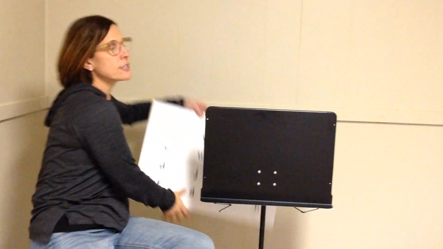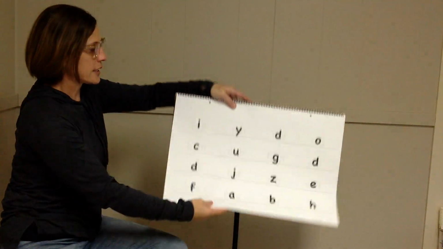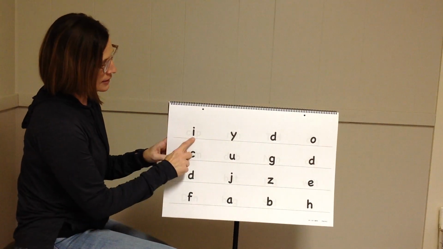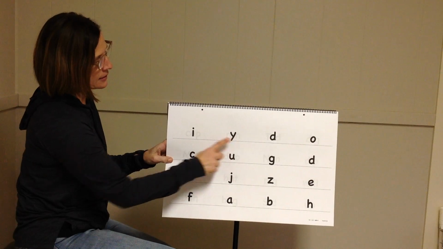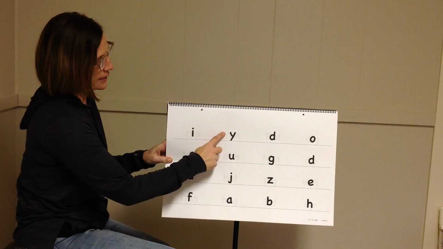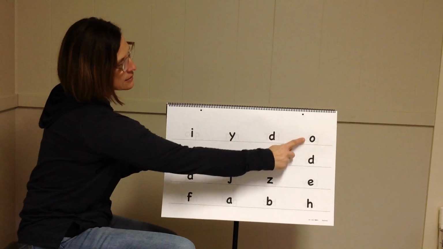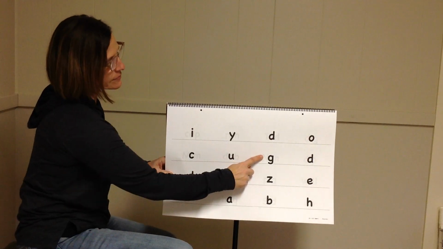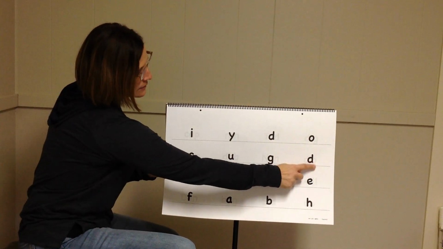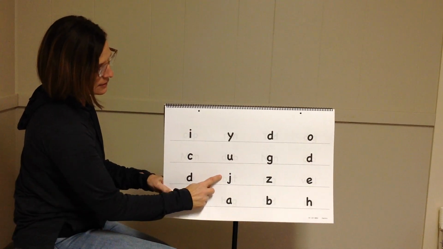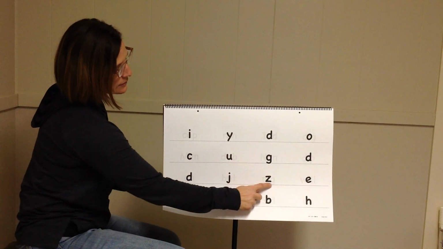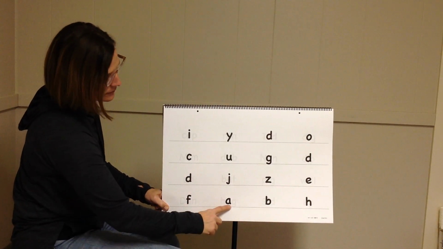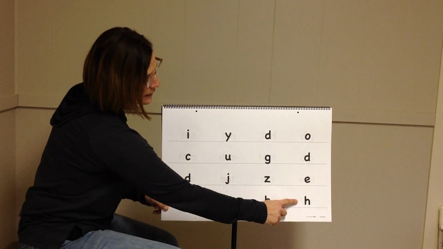Next we will look at some letters, and you will say the sound for each letter. I will model the first two. My turn. Sound, I, sound, ye. Your turn. Sound, I, sound, ye. Sound, d. Sound, a. Sound, k. Sound, a. Sound, g. Sound, d. Sound, d. Sound, j. Sound, z. Sound, e. Sound, a. Sound, b.